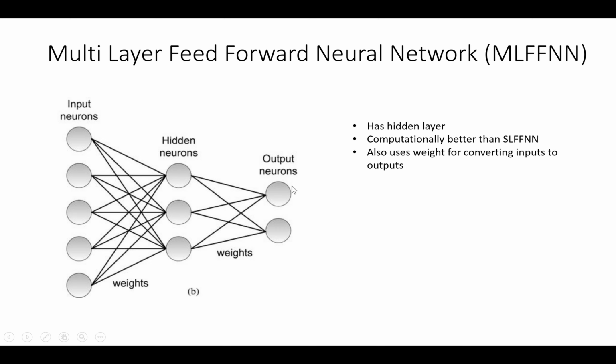Similar to the approach followed by any basic neural network, it uses the weights to convert the inputs to the desired outputs. And unlike the single layer feed-forward neural network, this neural network is capable of performing more complex operations due to the introduction of a hidden layer and multiple weight assignments during the process of developing a model.